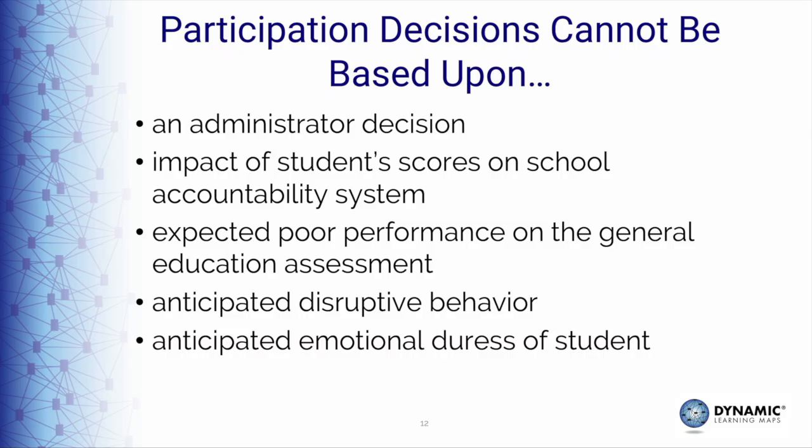Ultimately, the only factors that can be used to determine whether or not a student has a significant cognitive disability or should take the alternate assessment are: 1. The student's intellectual and adaptive functioning, and 2. The fact that the student is learning content based on alternate grade level standards or essential elements.